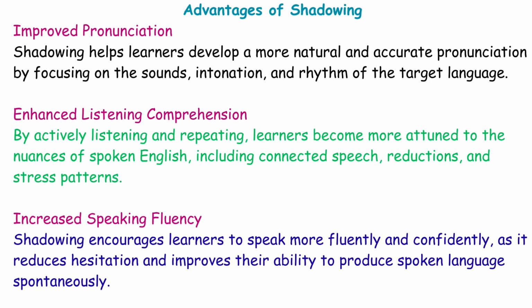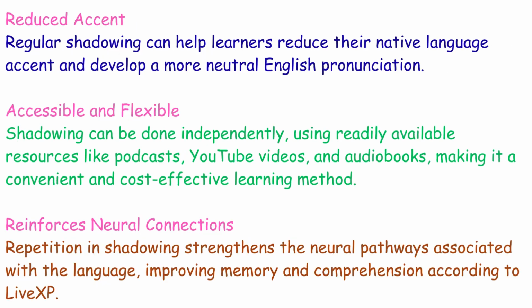Increased speaking fluency. Shadowing encourages learners to speak more fluently and confidently, as it reduces hesitation and improves their ability to produce spoken language spontaneously. Reduced accent. Regular shadowing can help learners reduce their native language accent and develop a more neutral English pronunciation. Accessible and flexible. Shadowing can be done independently, using readily available resources like podcasts, YouTube videos, and audiobooks, making it a convenient and cost-effective learning method.